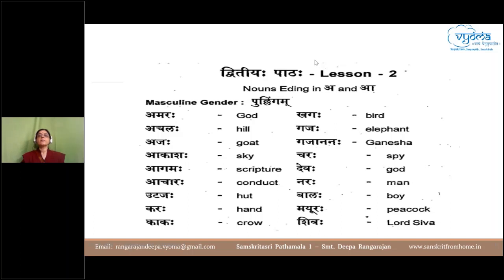Sarang Anand, would you like to try? Hari Om, Ram Ram. Khagaha, bird. Yes. Gajaha, elephant. Gajananaha, Ganesha. Charaha, spy. A bit slowly so that the others can also follow. Gajananaha, Ganesha. Very good. Charaha is spy. Yes. Devaha is god. Naraha, man. Balaha, boy. Mayuraha, peacock. Shivaha, Lord Shiva. Excellent. Dhanyavadaha, Mahodaya.